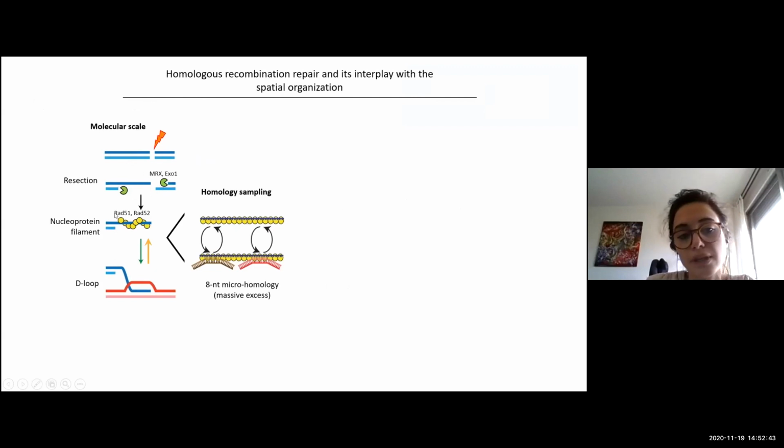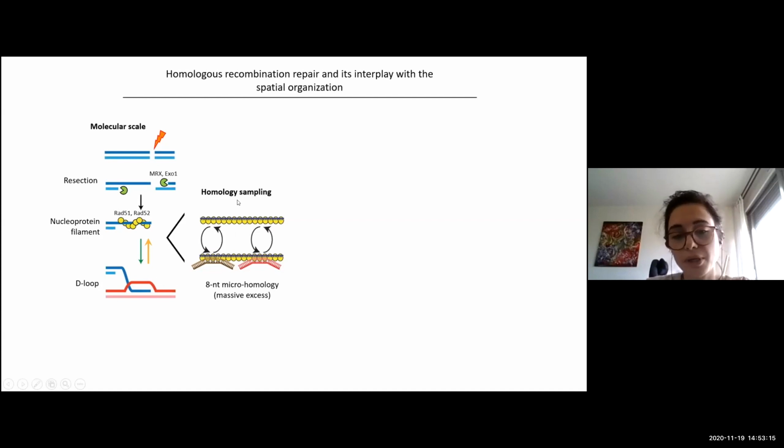Then this single-strand DNA is coated by Rad51 with the help of Rad52. And the nucleoprotein filament is a key factor to look for a homologous sequence. It will screen the genome to look for this homologous sequence. And it's important to keep in mind that this process is a dynamic between interrogation and reversion. So once this filament is stably associated with a homologous donor, the D-loop that is formed, which is the key product of homology search, can be extended by DNA synthesis to complete the repair.